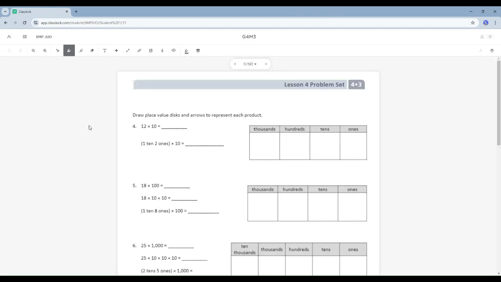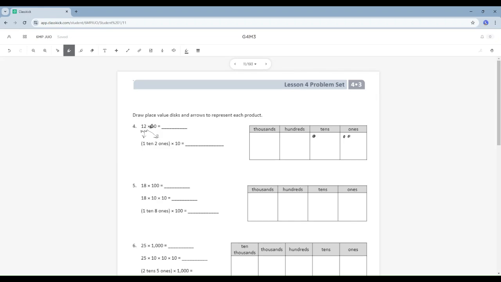On number 4, what we see is that we now have a 2-digit number. So I need to do 12 times 10. And what I'm going to do is split 12 into, well, they actually do it for me, into this unit form. So I have 12 being 1 ten and 2 ones. I'm going to go ahead and put that in my place value chart. So 12 is 1 ten and 2 ones.